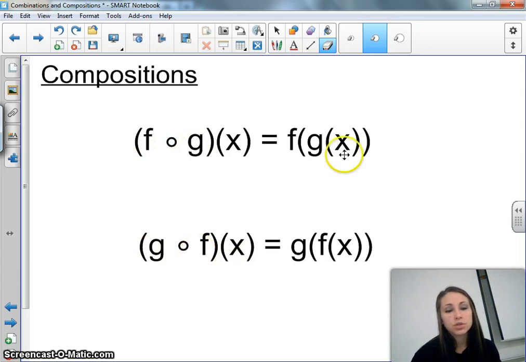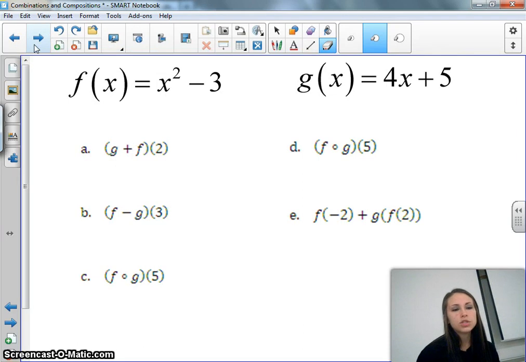These are the 2 notations that you could see when they're asking you to do a composition also. F circle g, or you could see f of g. Same thing for g of f. Alright, so let's look at a couple of these examples. These are just numeric combinations and compositions right here. All I've got instead of x in these small parentheses are numbers. I'm going to show you how I would work those to make it easier.